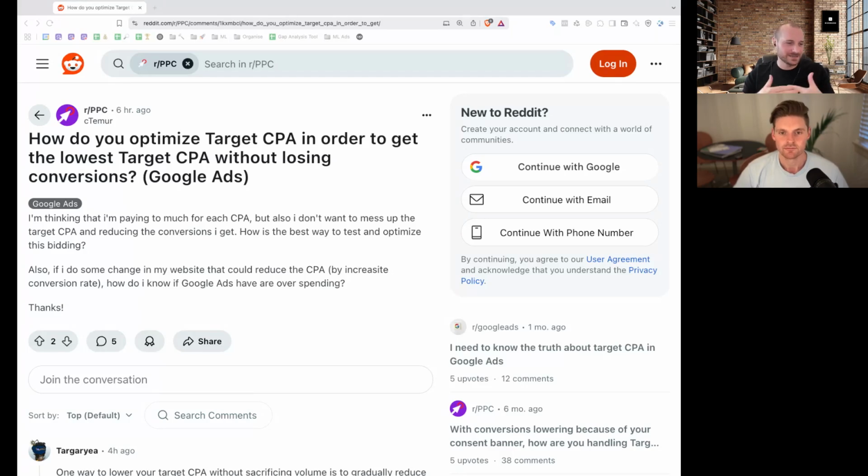Be patient. Depending on your amount of conversions coming through a campaign or account, it might take a lot longer than you're expecting. Just know that going into it. There's no perfect number. Don't chase the perfect number. You've got to establish your own benchmarks in your own account for what normal looks like, and then keep working that around.